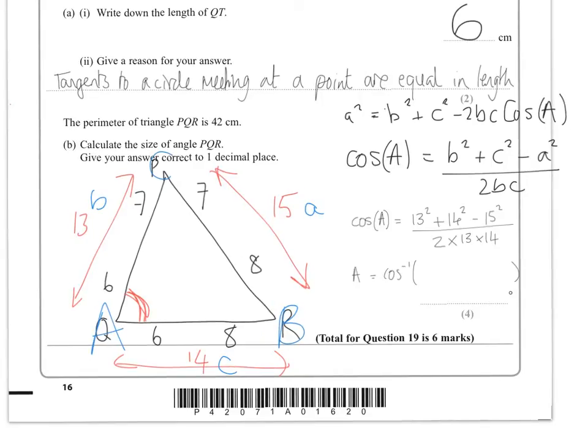So substituting into the formula, 13 squared plus 14 squared minus 15 squared, divided by 2 times 13 times 14, and then inversing cosine, so moving the cosine to the other side by inversing it. The inverse cosine of (13 squared plus 14 squared minus 15 squared) divided by (2 times 13 times 14) gives you the value A equals 67.4 degrees to 1 decimal place, i.e. angle PQR is 67.4 degrees.